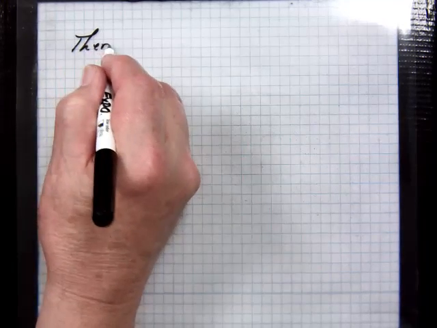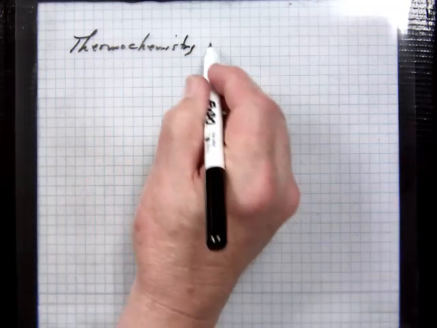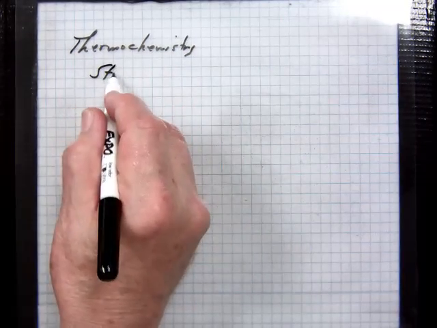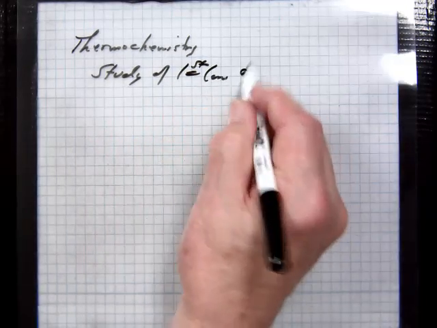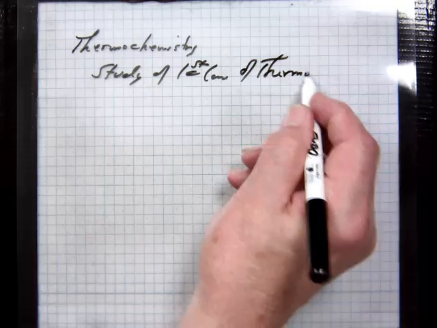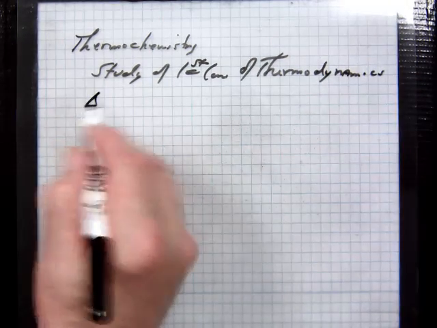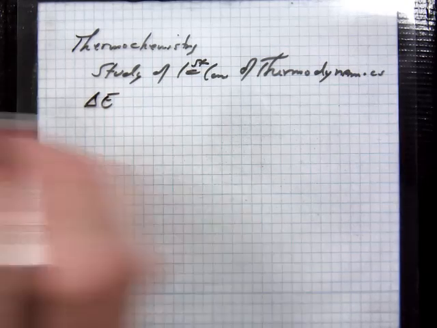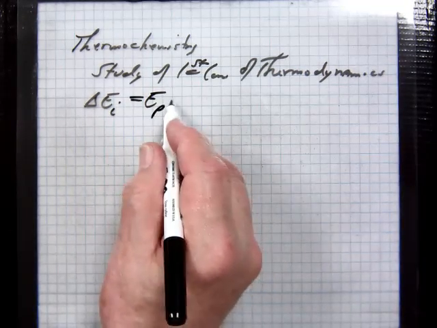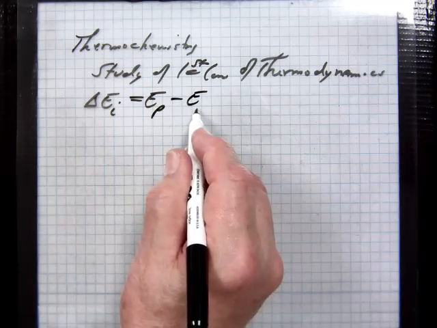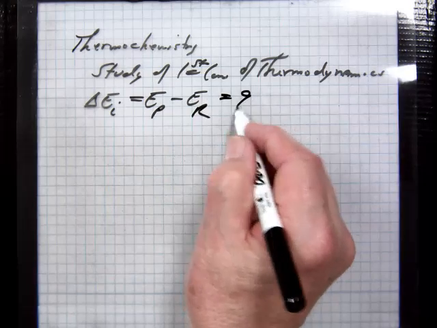Thermochemistry is really a study of the first law of thermodynamics. And we find that the first law is dealing with the change in internal energy of the system, which is the internal energy of the products minus the internal energy of the reactants. And that boils down to Q plus W.